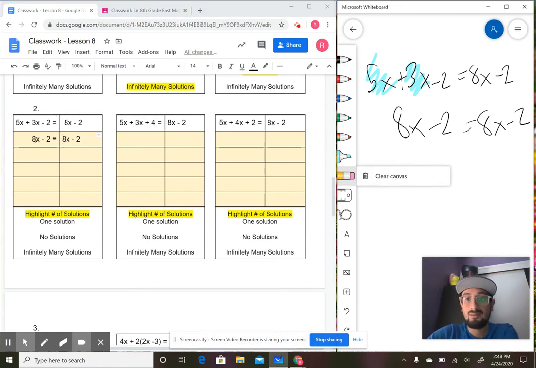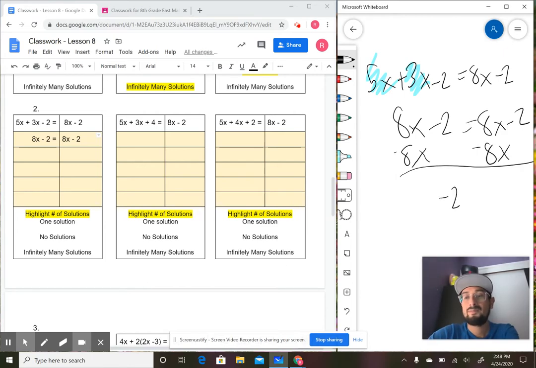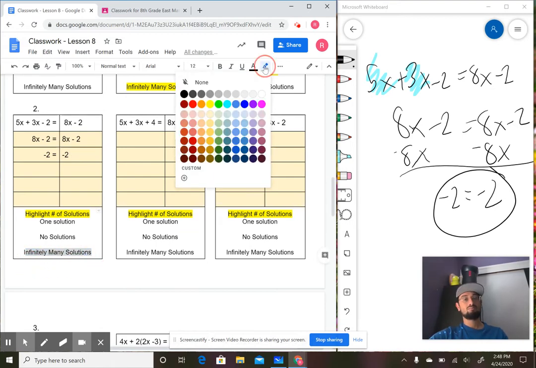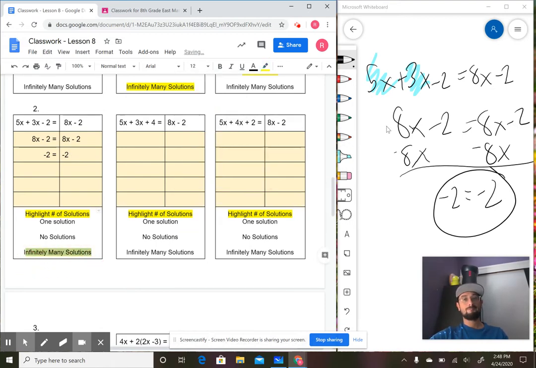I don't need to clear the canvas yet. I've got to finish the problem. Subtract 8x on both sides. Negative 2 equals negative 2. And so that's a true statement. That means that they're the same line, so they cross infinitely many times.